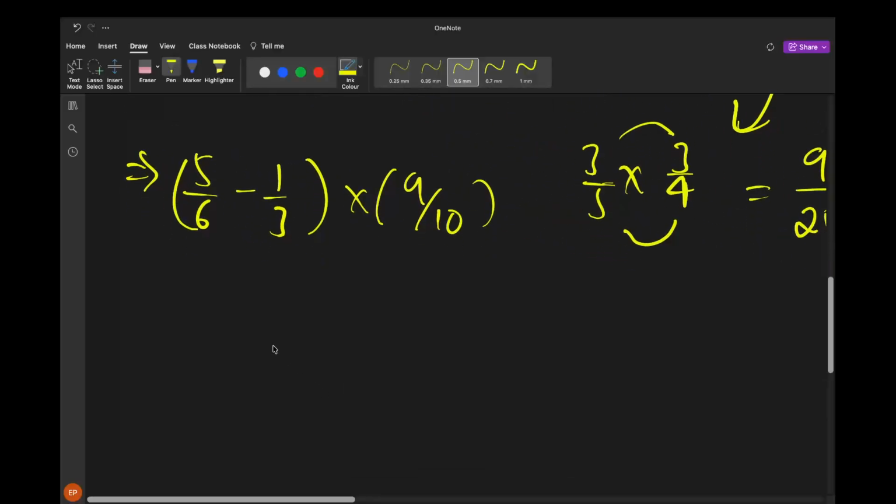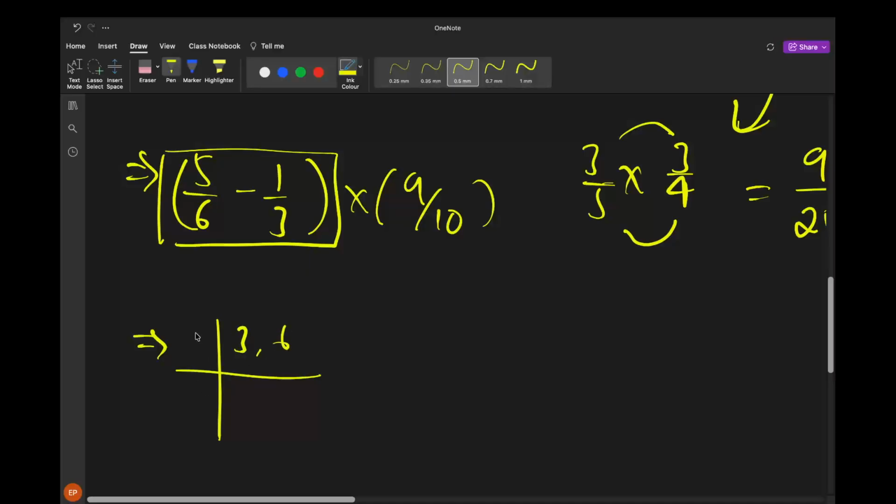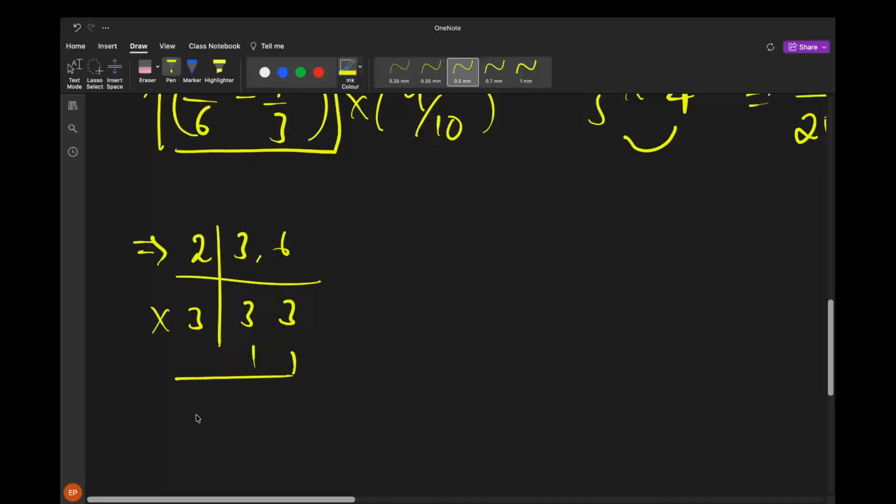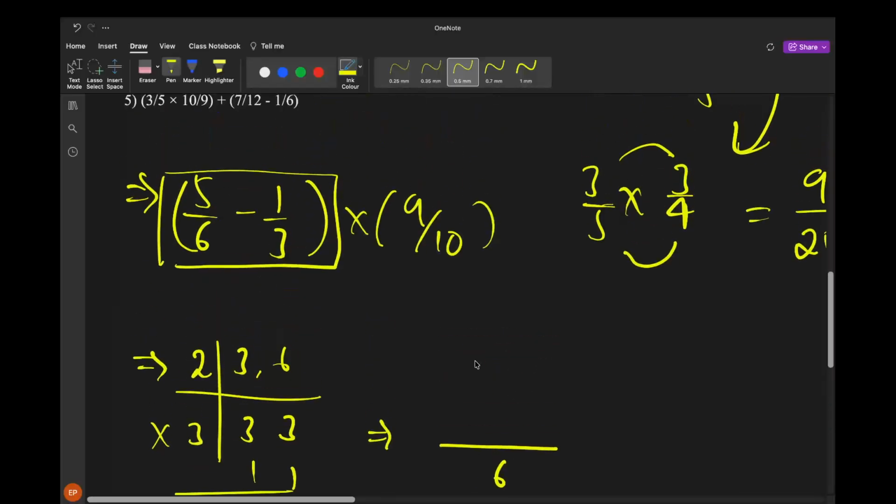See here, first we have to solve brackets, right? As per the BODMAS rule, so we will solve this part. First we have to find the LCM for 3, 6. We can start with prime number 2: 2 threes are 6. 3 will continue. Let me take 3, 3 ones are 3. Means LCM is 2 into 3, which gives us 6. So LCM is 6.